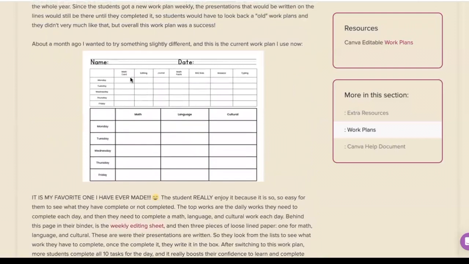Then you can change it, because maybe not everybody does typing. We just started this typing program, so we do typing. Maybe you don't do RAS, or different things. Maybe you don't do journal every day, but it's very customizable to what you want students to do. And it's very customizable for each individual student. Many days all these are different for each student.